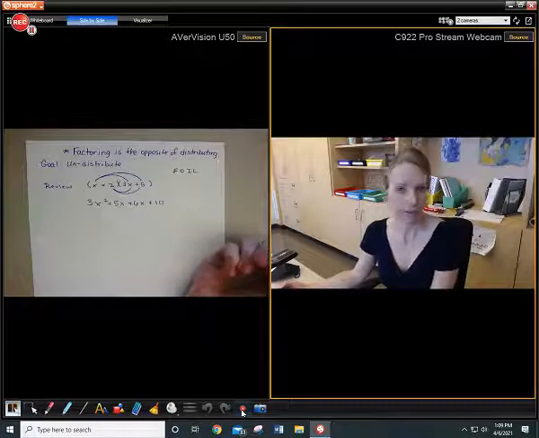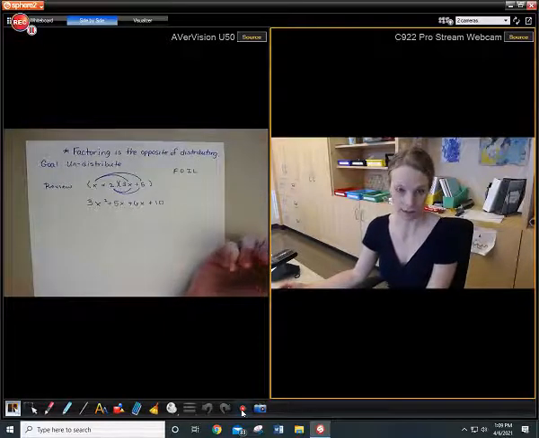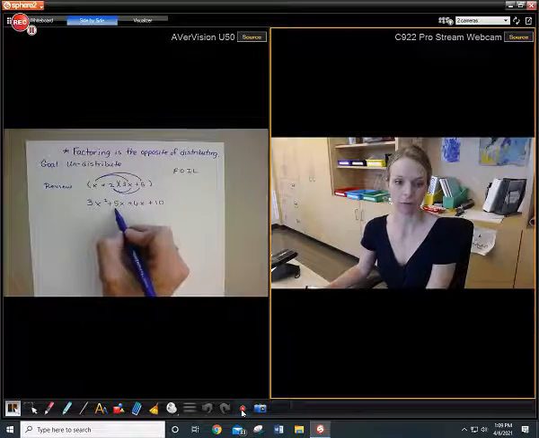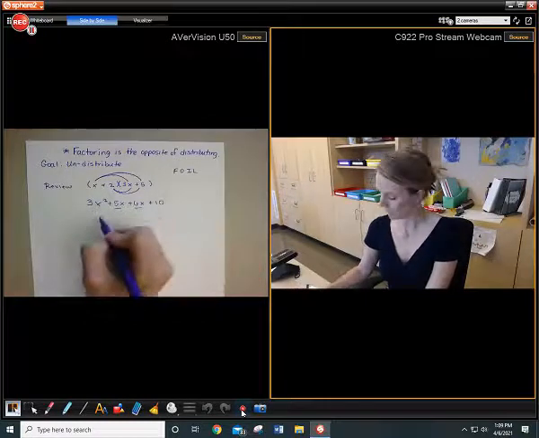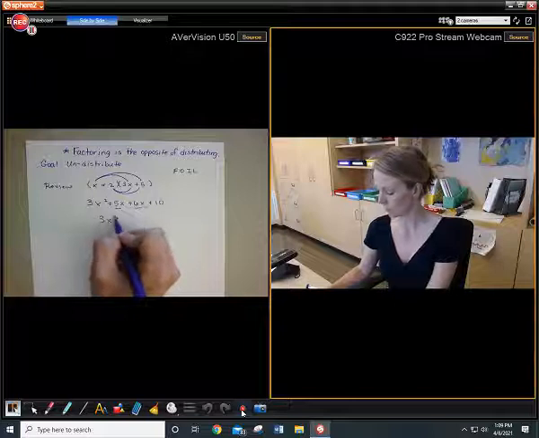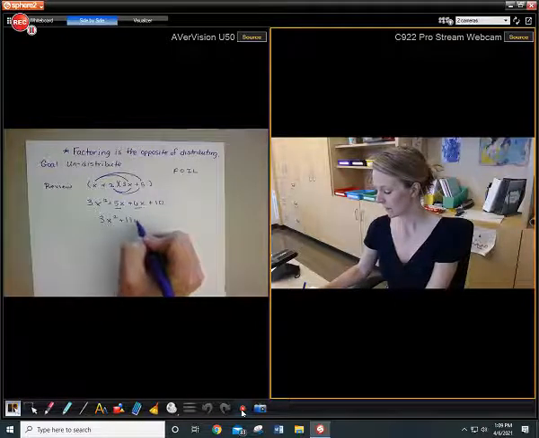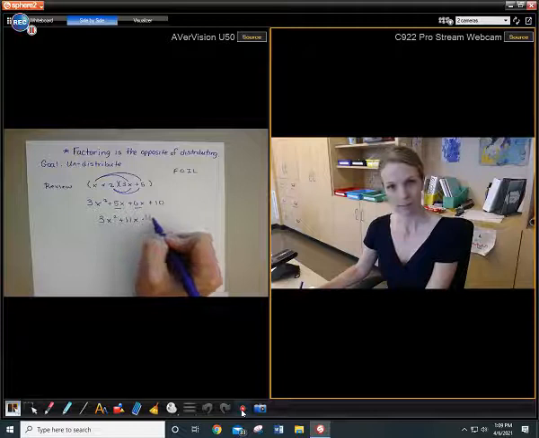And then on the test, if we could combine any like terms, we did so. So for example, 5x plus 6x we could combine to an 11x. So our final answer is 3x squared plus 11x plus 10.